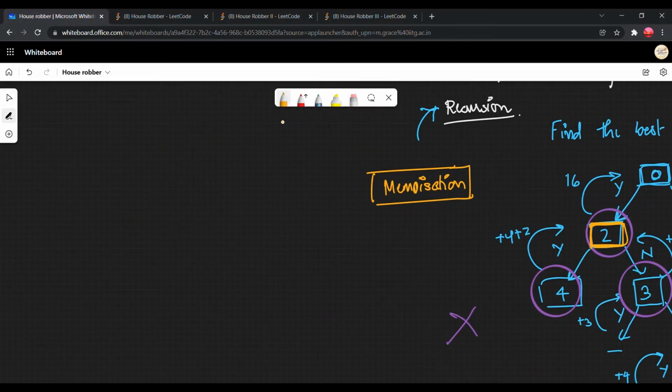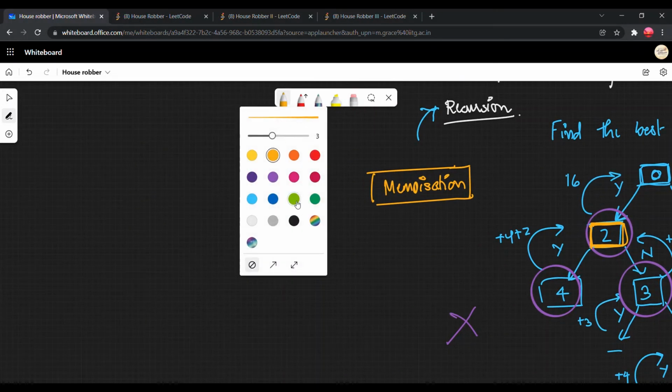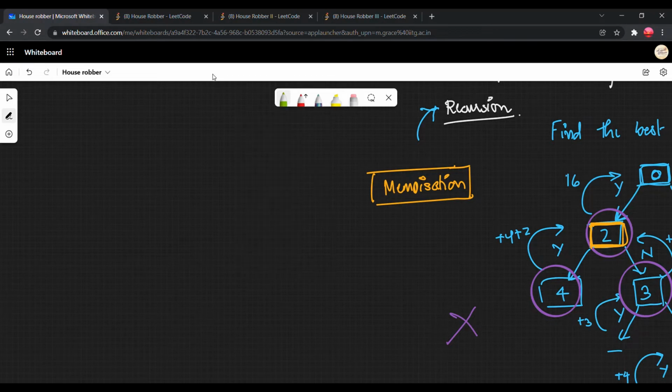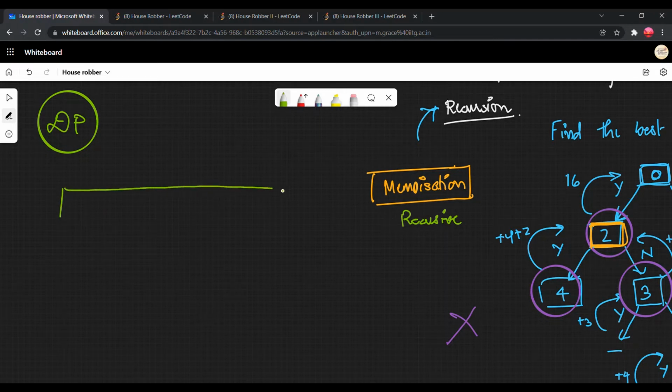What is iterative? That's what dynamic programming is. So this is a recursive solution. This is also recursive, but smart recursion. Okay, what can we do about dynamic programming? So what I could think of doing is... okay, let me just first discuss something.